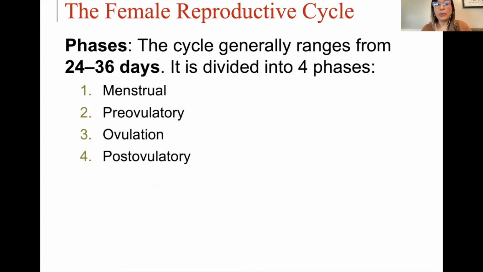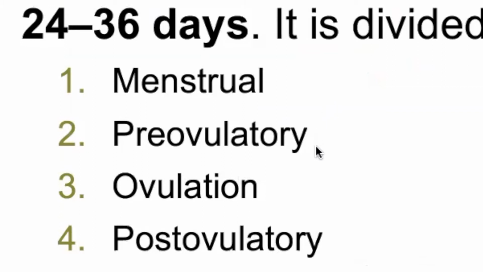Like I said before, it can go from 22 to 40 days. In this picture that you're looking at here from this presentation, it says from 24 to 36 days. So there are some variations there. However, it is going to be divided into 4 phases. There's a menstrual phase, pre-ovulatory phase, ovulation phase, and post-ovulatory phase.